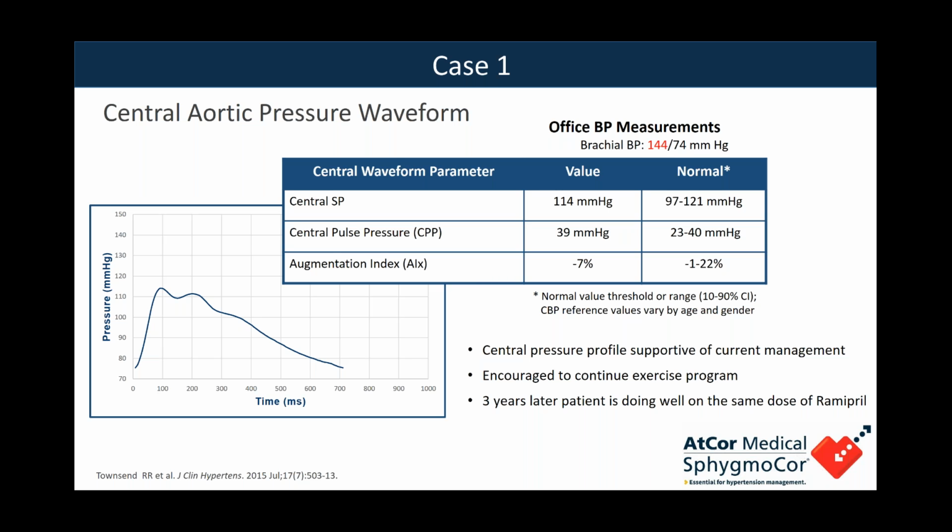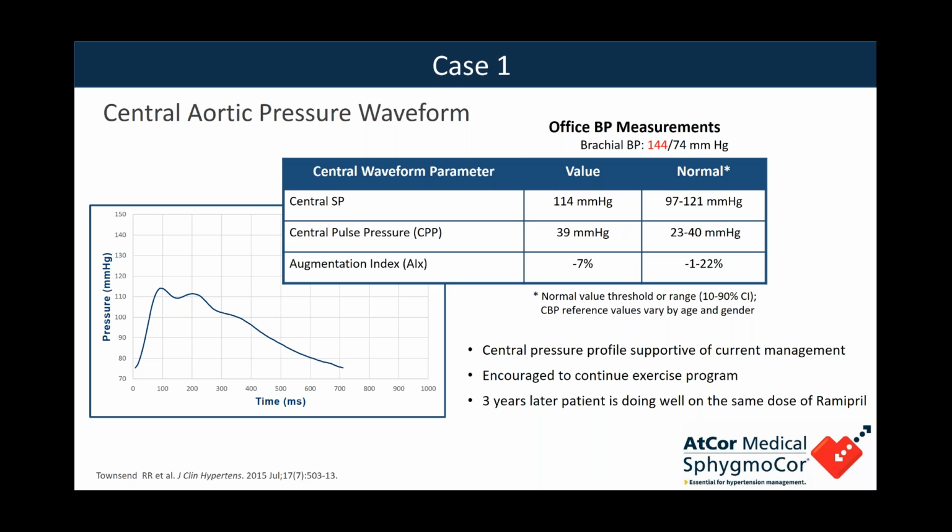So this person has no indices of elevated central pulse pressure or elevated central systolic pressure, which is significantly lower than his brachial systolic pressure, and his augmentation index, which is an indication of arterial stiffness, is nice and low. So this person has now avoided having his blood pressure medication increased, and he's encouraged to continue his exercise program, and 3 years later the patient was doing well on the same dose of ramipril.